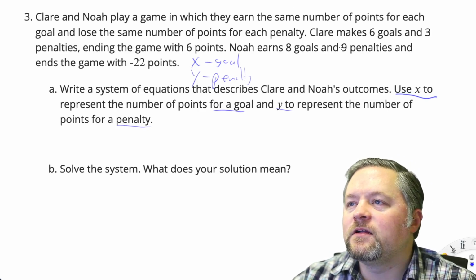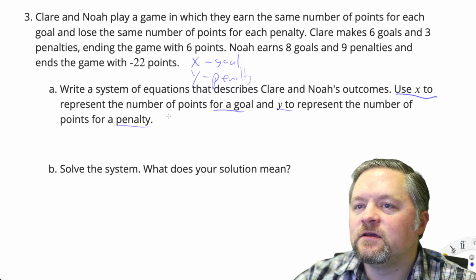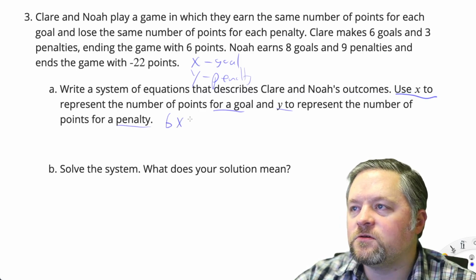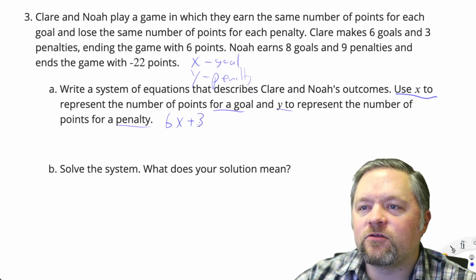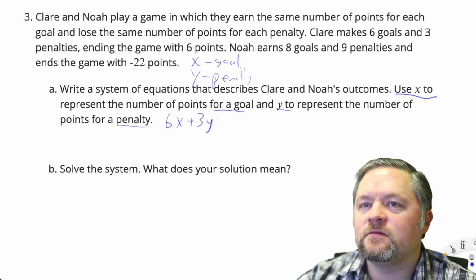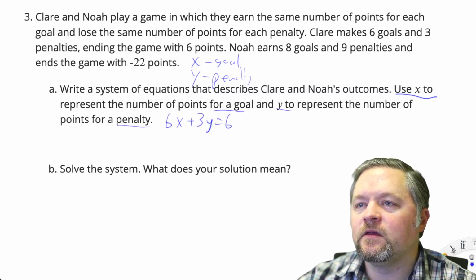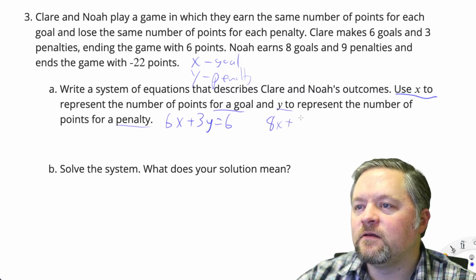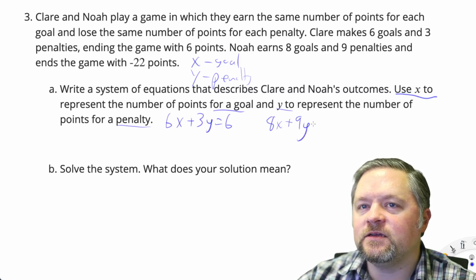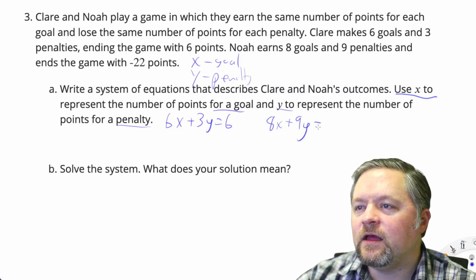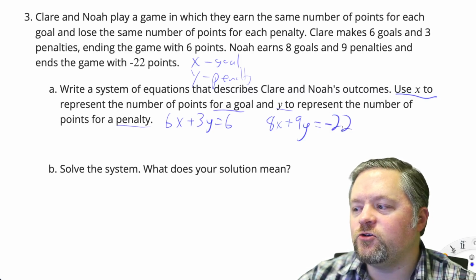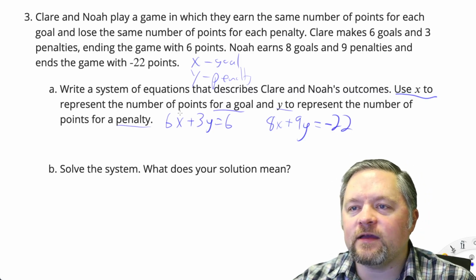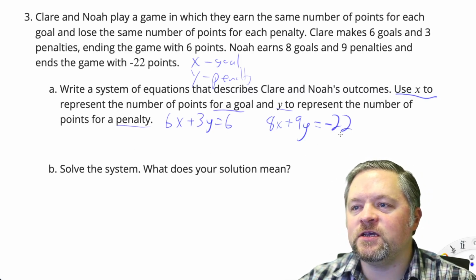Now, Claire makes 6 goals and 3 penalties, and it is worth 6 points. Noah earns 8 goals and 9 penalties and gets negative 22 points. Okay, we've got 2 equations here.